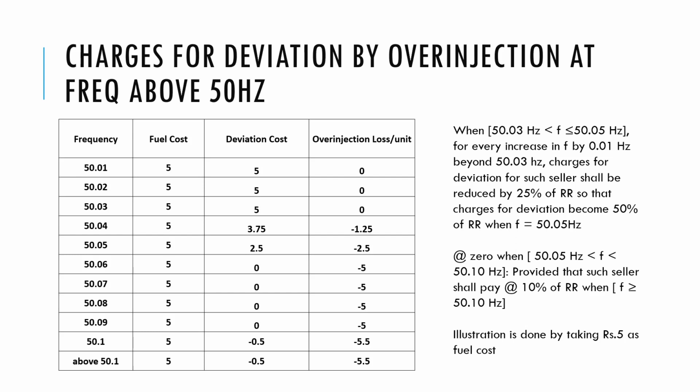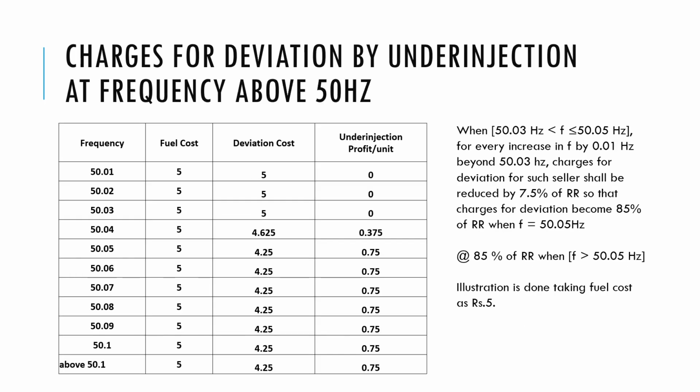So in the next case, we will study the charges for deviation by under injection at frequency above 50 hertz. So let's begin the second last case. That is, if a seller is under injecting at frequency above 50 hertz, that is supporting the grid by doing under injection. So in that case, what's the incentive he will get?